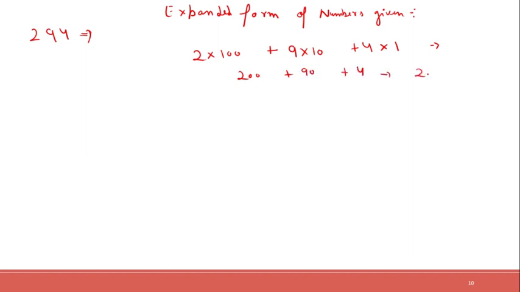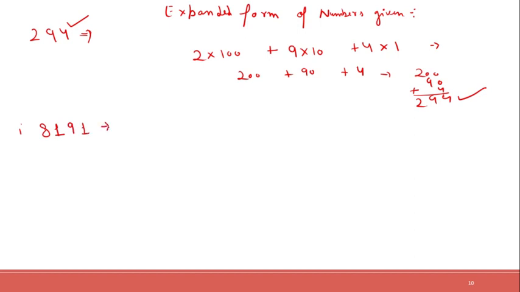Just to check your answer, you can sum it up and it will become 294. Just add this 290 and 4. It is 294. This is the same number from which we started, right? So I want you guys to write the expanded form of this number.